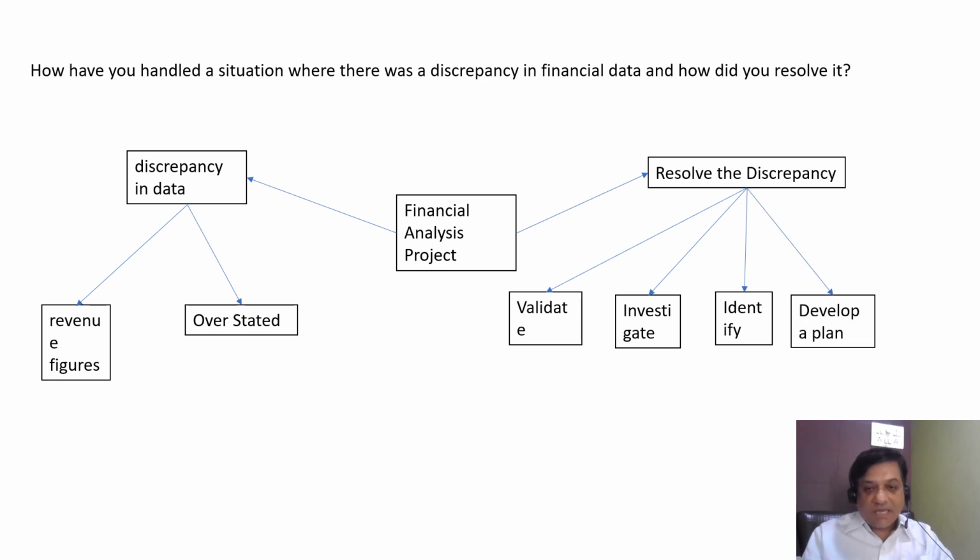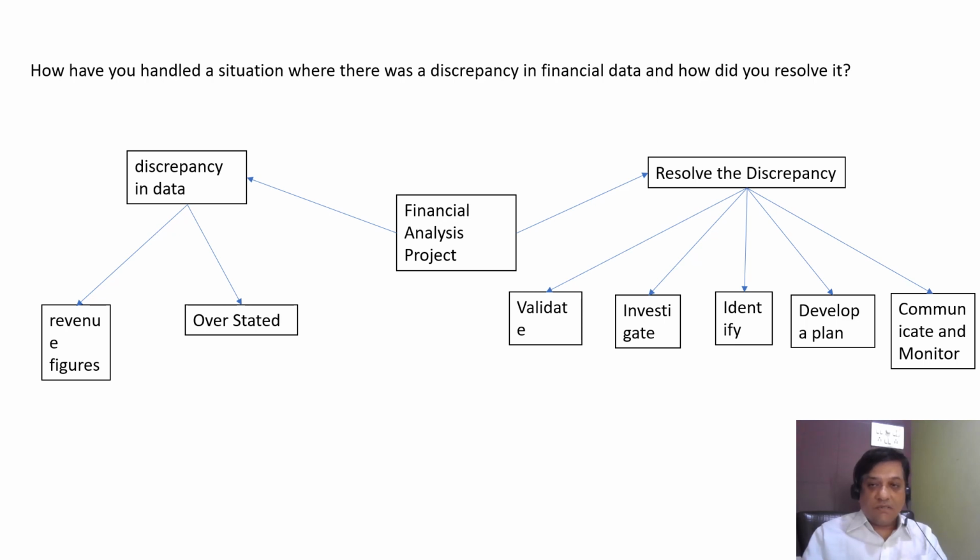Once that is done, then you have to develop a plan to resolve the discrepancy. The business analyst should identify necessary corrections and adjustments to the data and determine how to communicate the findings to the stakeholders.